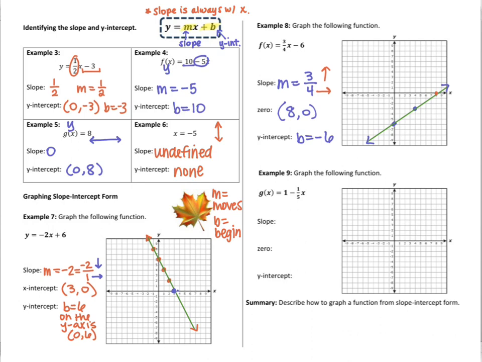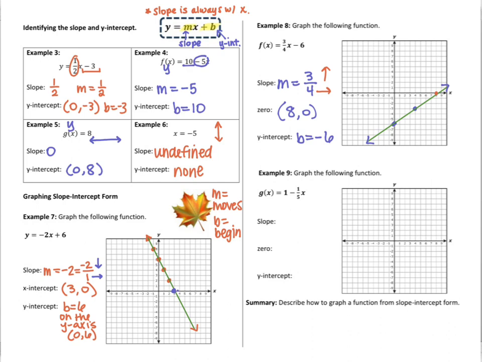So for example 8, the 0 should be 8. At that point, (8, 0). You can see with my line, I was a little bit off, so I put a point there. But when I did my rise over run up 3 and then over 4, it got me to that point.